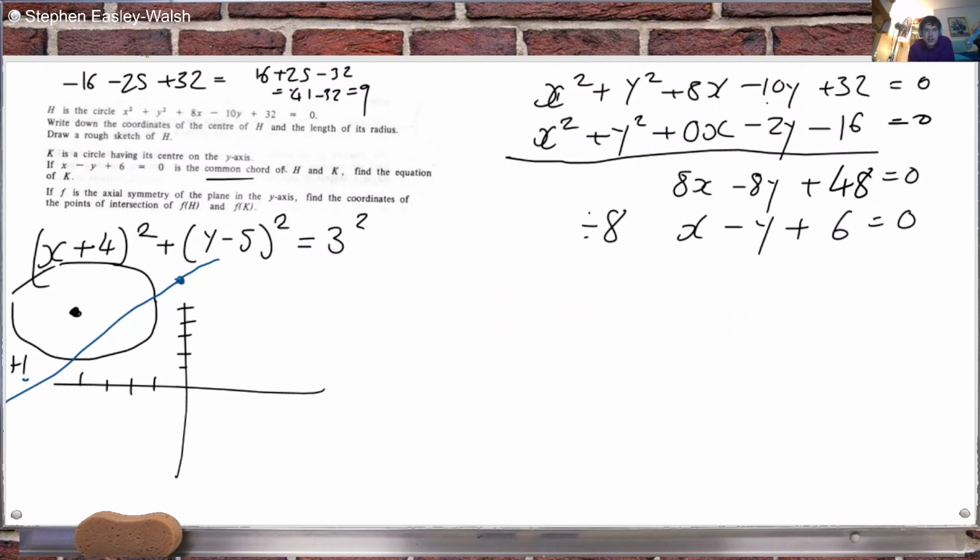So it's actually a short question, but I really have to think about how to do it. So that's the equation of the line. Because if you subtract those two, you'll get 8x minus 8y plus 48, and divide by 8. It does make the common chord. And because the coefficient of x is 0, it means it has its center on the y-axis. Good. Okay. If F is the axial symmetry of the plane in the y-axis, find the coordinates of the points of intersection of FH and FK.